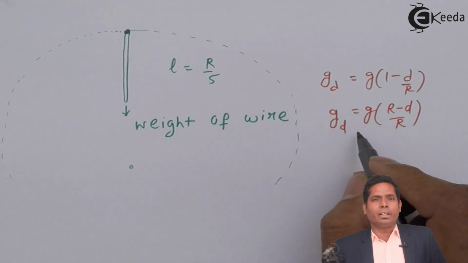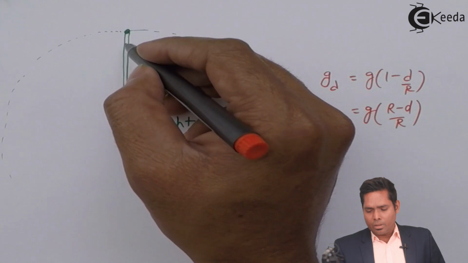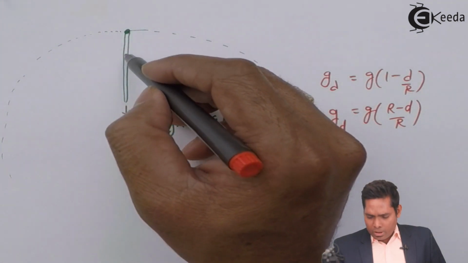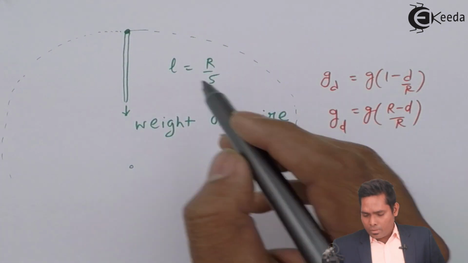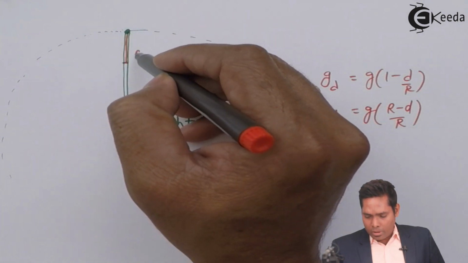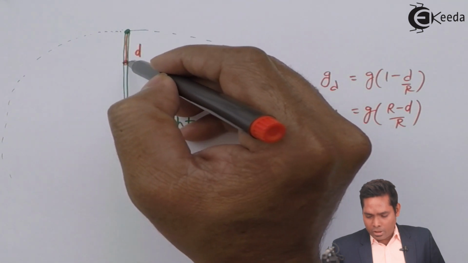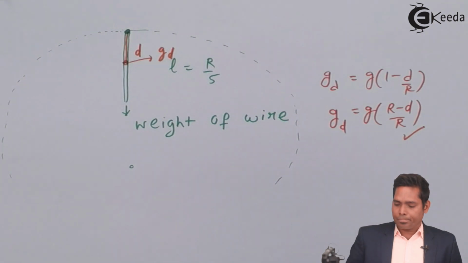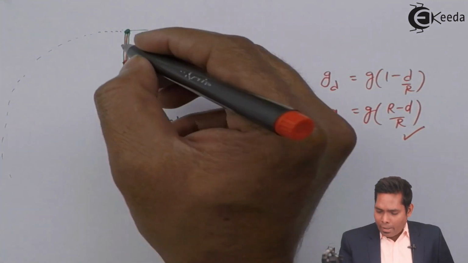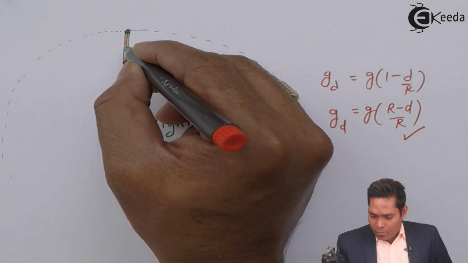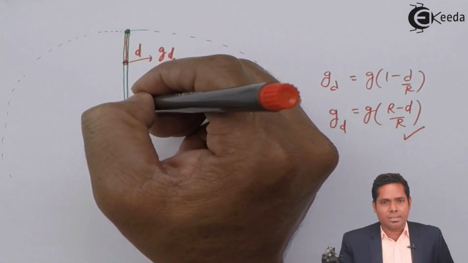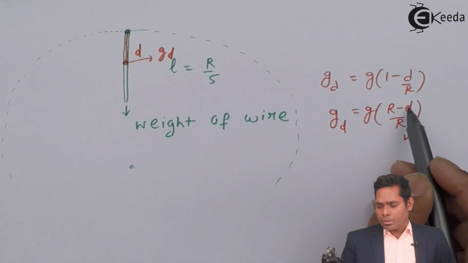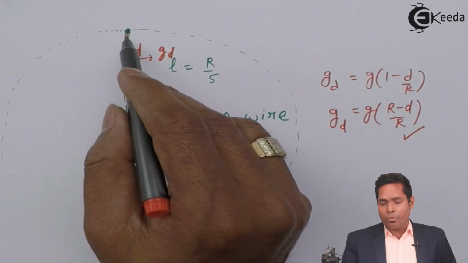The acceleration due to gravity at a depth d below the surface of the earth. That means if I go a certain distance d below, the g is nothing but g_d, and it is given by this expression. That means if I want to find the value of g over here or anywhere else, that g will be different, because that g varies with respect to this d, how far it is from the surface.